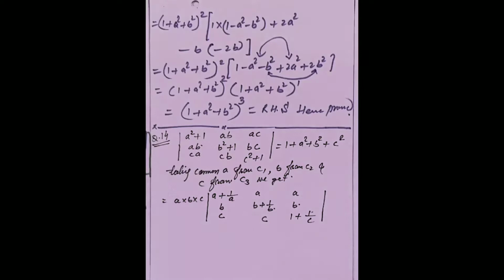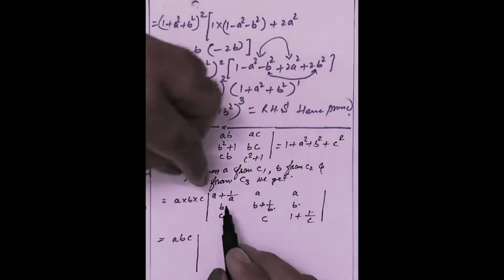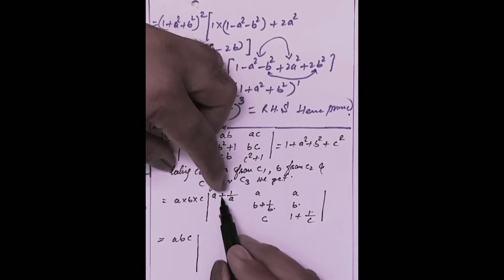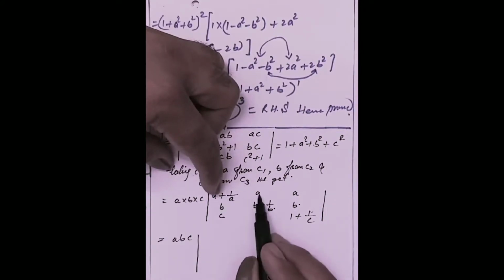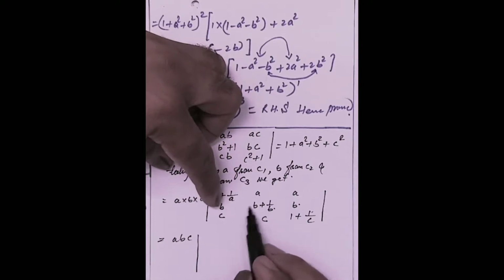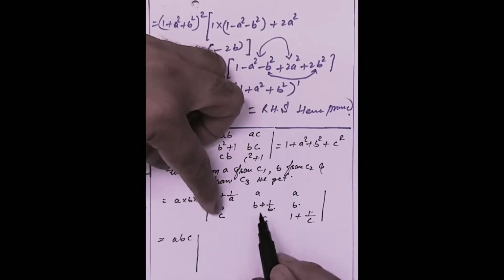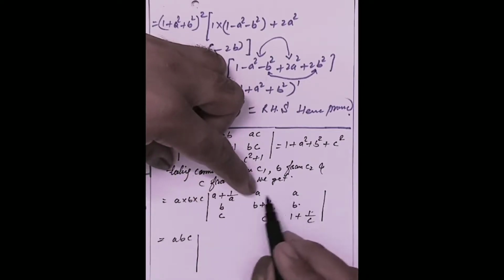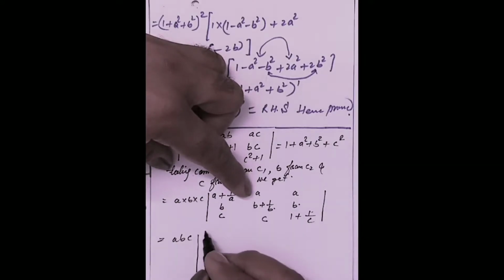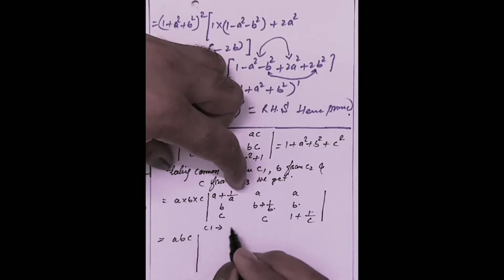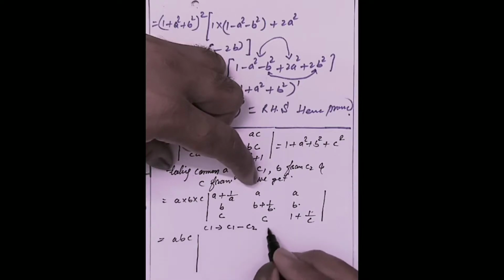This we get. Now outside is a b c, and the operation we need to think over. Suppose I subtract this from this, so a will cancel out, 1 upon a will remain, then b will cancel out, 1 upon b, c minus c is 0. Then similarly if we subtract these two, we get the same result. So operation 1 is c1 will change with the help of c1 minus c2, and c2 will change with the help of c2 minus c3.